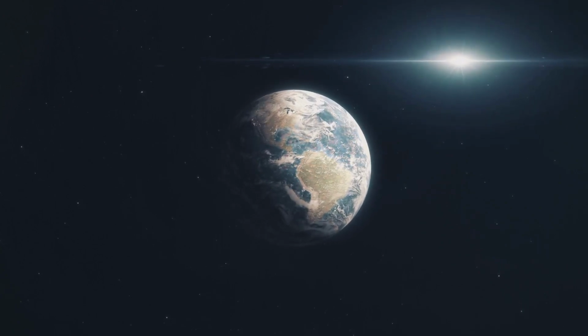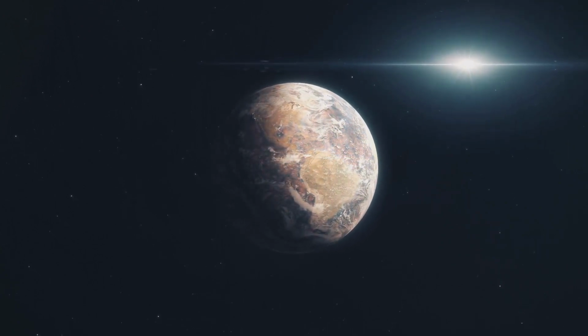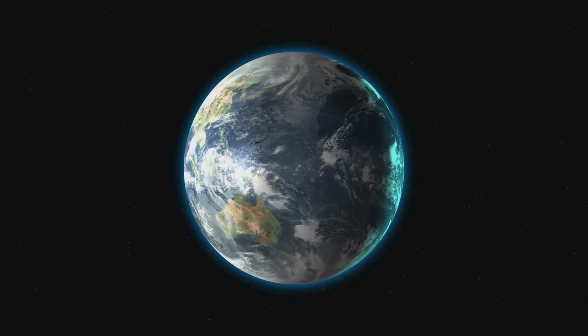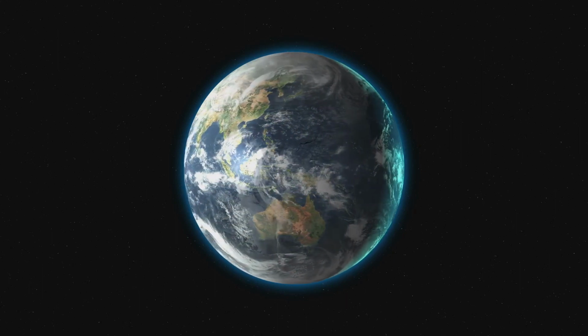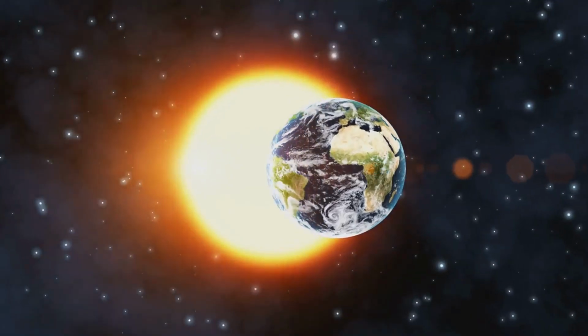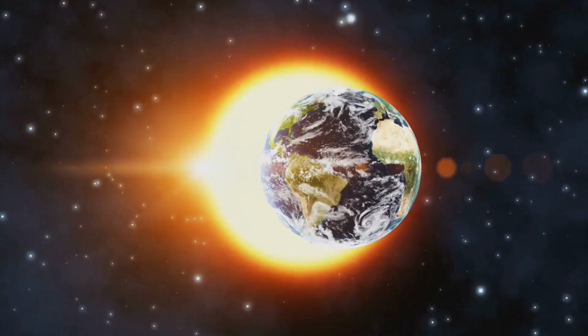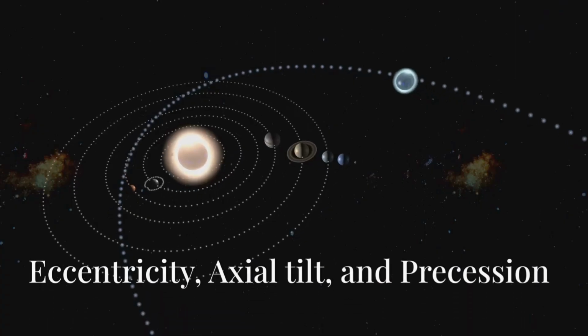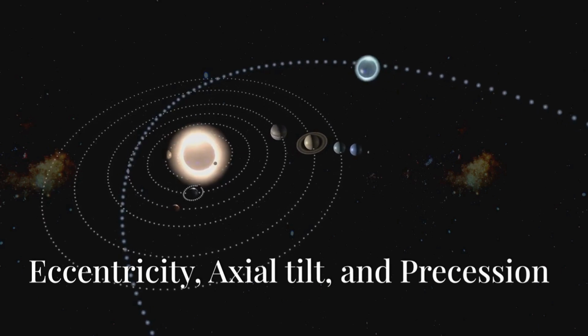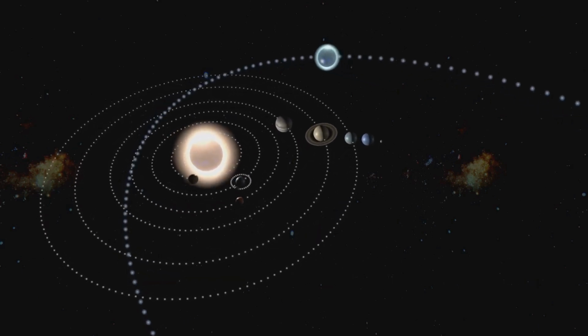Today we will be discussing these cycles and how they affect climate. These cycles describe how Earth's orbital and rotational parameters vary over time. They impact the distribution and intensity of solar radiation received on Earth. The Milankovitch cycles include three main components: eccentricity, axial tilt, and precession.